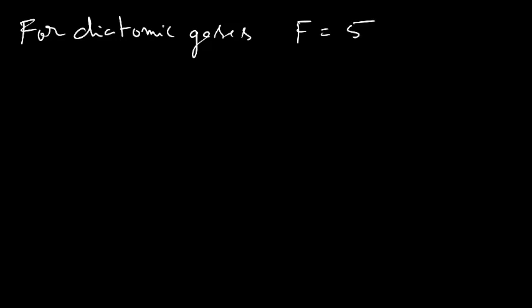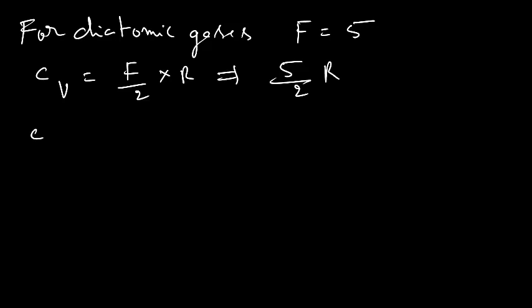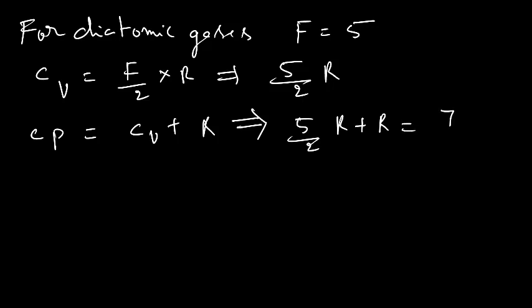So for diatomic gases, number of degrees of freedom F equal to 5. Therefore, Cv equal to F by 2 into R implies 5 by 2 into R. Whereas Cp for diatomic gases is Cv plus R implies 5 by 2 R plus R. This equal to 7 by 2 R.